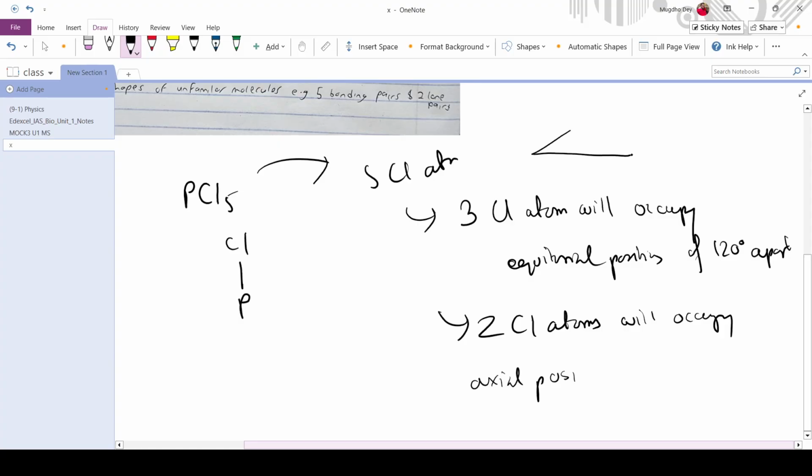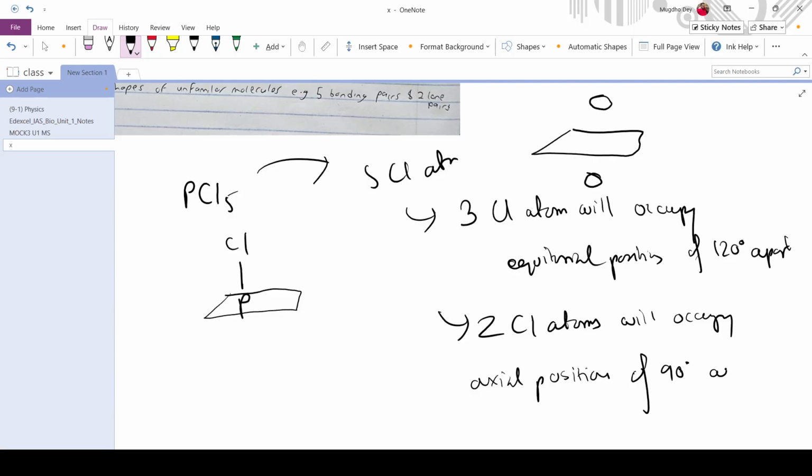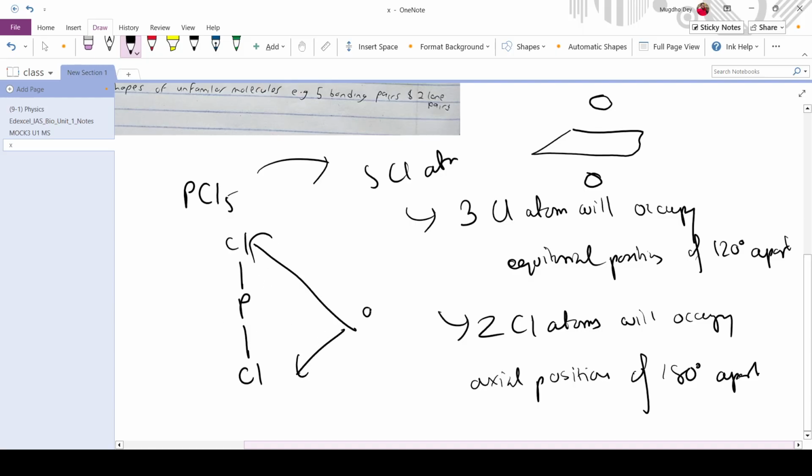Let's say for instance this is a plane, all right? So axial positions are basically if something is present above the plane, if something is present below the plane. So you can consider phosphorus as being in a horizontal plane. So two chlorine atoms will occupy axial positions 180 degrees apart from each other. Sorry, not 90 degrees, 180 degrees. So, Rakshit, are you understanding? So, these two are axial positions. Did you get it?